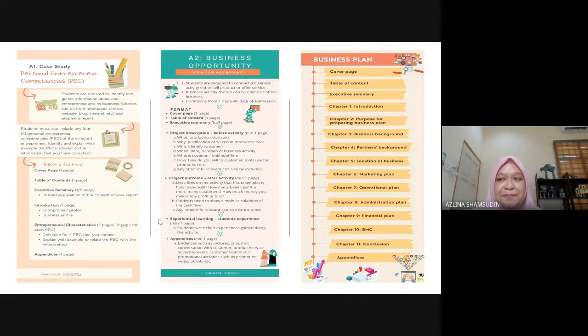Or if you feel it's very tiring to do the business, any experience that you gain, you write it here. Okay, the appendix: for the appendix you can include your picture, the snapshot of the conversation with the customer, the product or services advertising, the customer testimony, promotional activity, everything related with the business.